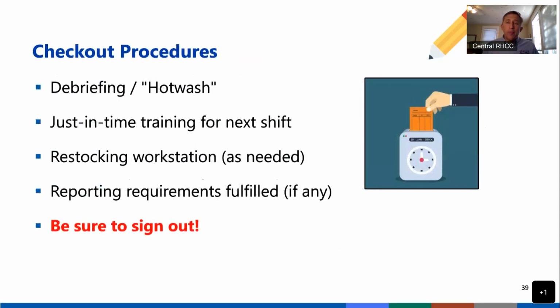So, checkout procedures. Once the pod operations are complete, we'll go to logistics. We'll usually be breaking down, and different teams will have different assignments, but you'll be part of a debriefing or a hot wash where we can talk about what went well and what didn't go well and what we need to improve for next time. We'll need to restock all of our workstations and do any just-in-time training for the next shift as needed. And again, it's highlighted in bold in red here. Please be sure to sign out.